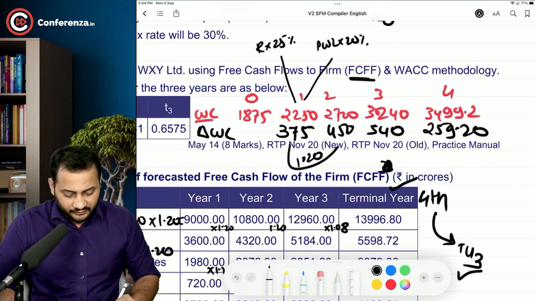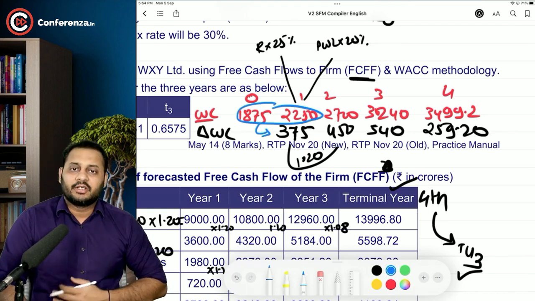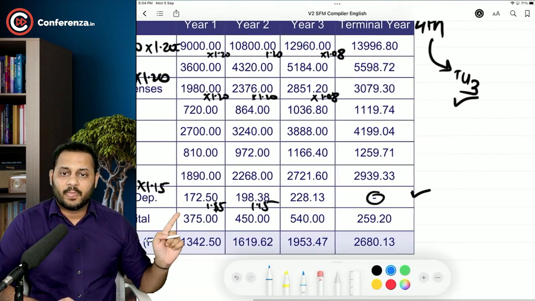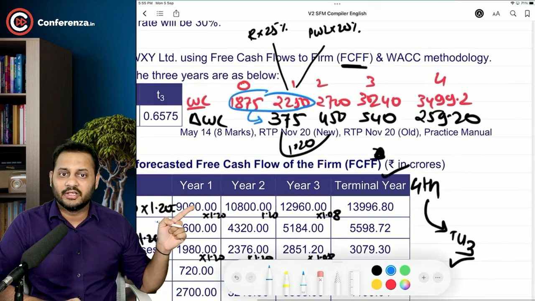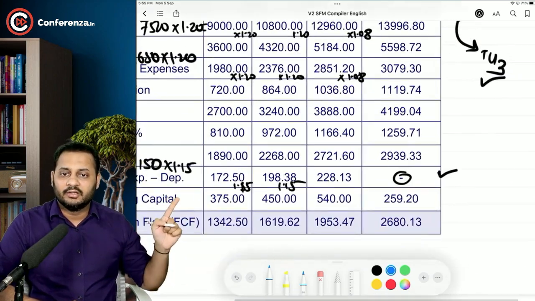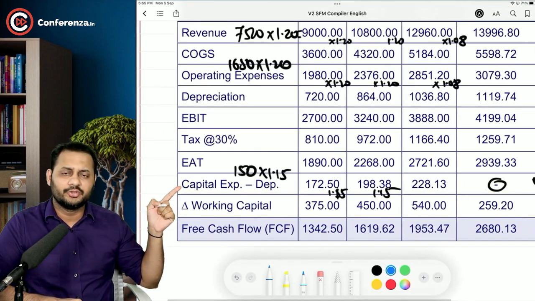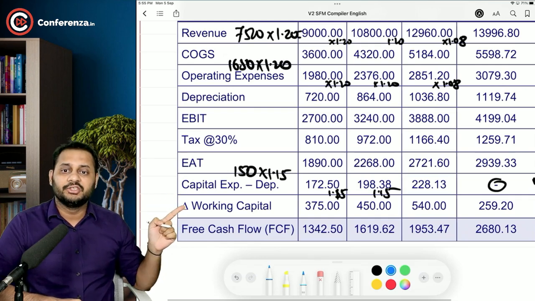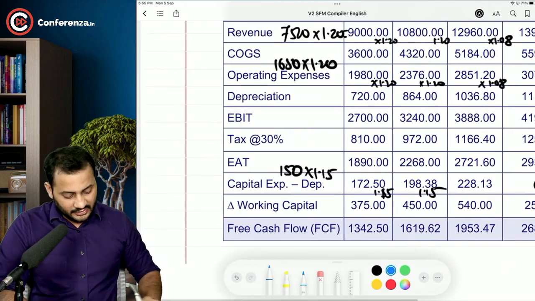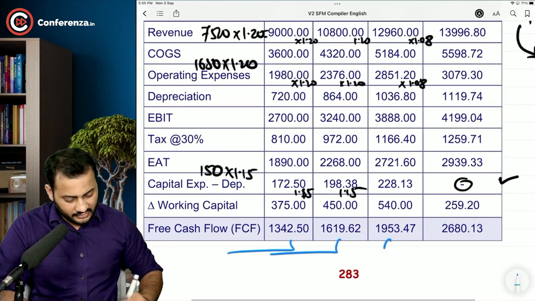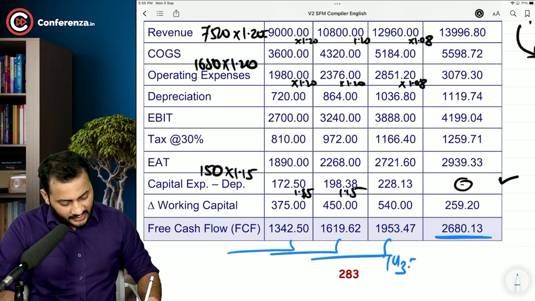So do you understand the difference between the two figures? These figures are the change in working capital, opening and closing. See, 375, 450, 540, and in the last year it is less because of the 8% growth rate, 259. That's it. Once you adjust these three items, reduce capital expenditure, add back depreciation, and deduct change in working capital, you will arrive at the free cash flows to firm. Once you have arrived at this point, discount these three cash flows and calculate the terminal value at the end of year 3.